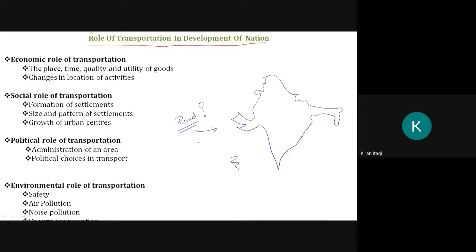There are a number of roles that contribute to our nations. The first one is the economic role. In that, we can see the place, time, quality, and utility of goods. See here, you are in Delhi and you want to come to Pune. If you don't have a good road, the time consumed will be more, and it becomes very hard for a person to travel such a long distance, and transporting goods will be difficult.